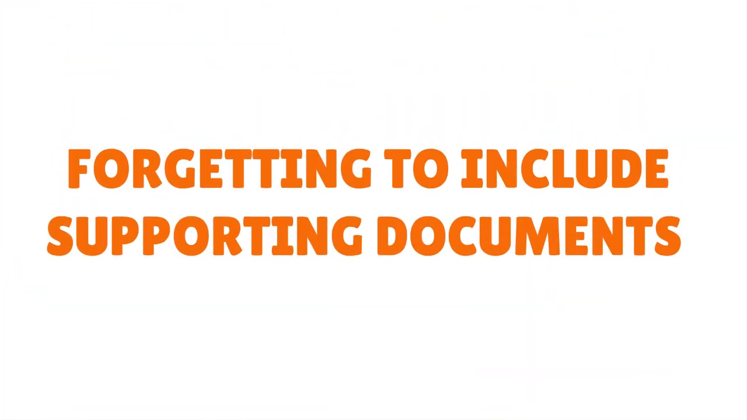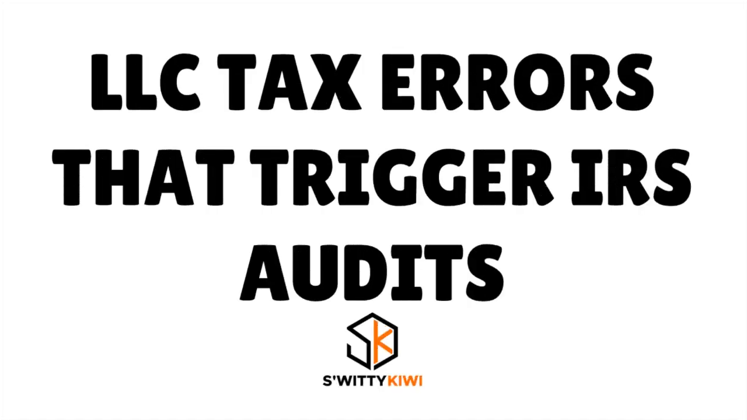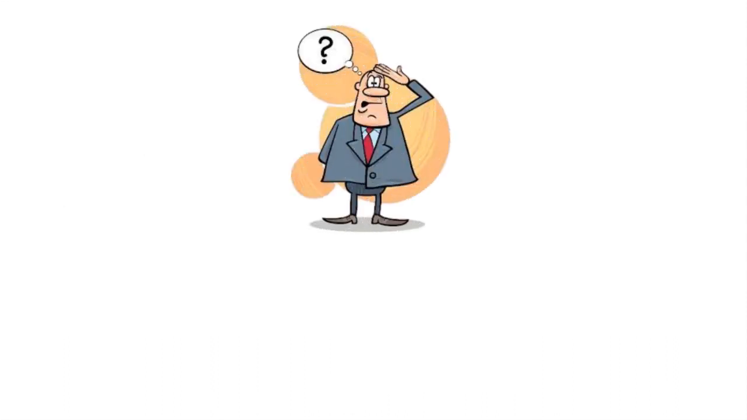Mistake number 5: forgetting to include supporting documents. This is another big one. By the way, I want to remind everybody of today's topic. We're having a conversation about LLC tax errors that always trigger IRS audits and penalties. So let's talk about that forgetfulness when it comes to the supporting documents.